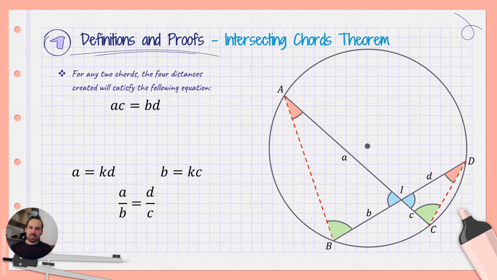Sometimes this is presented as the intersecting chords theorem. I prefer putting it in this form where I just cross multiply the c and the b. And so that's then the end of the proof. So you see there, when we've got something like this, intersecting chords, we can often create similar triangles. And that's the key to then finding these distances.